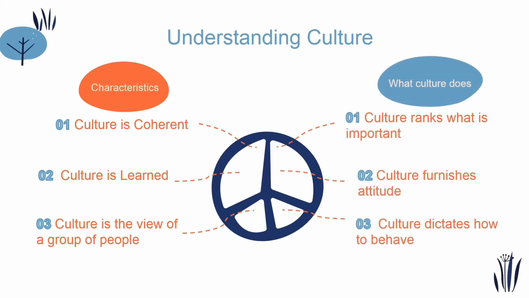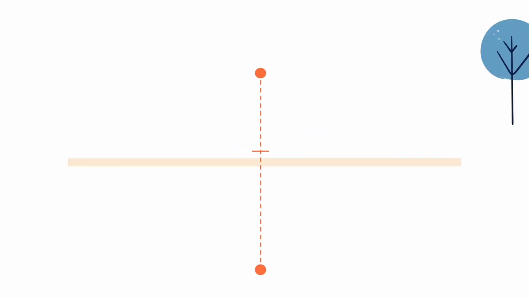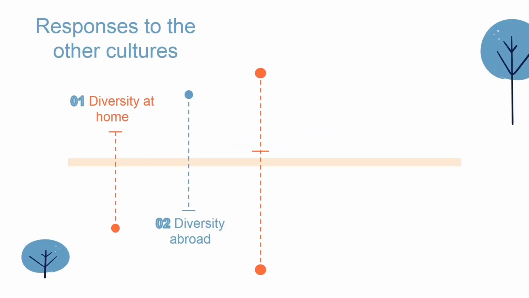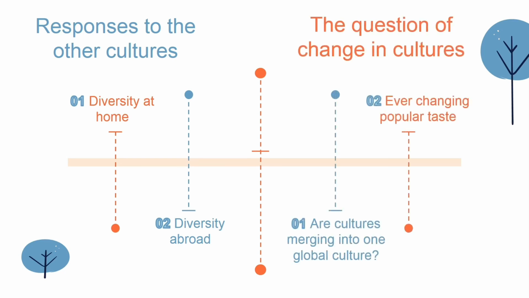Then we also went into the three things that culture does, which include how culture ranks what is important, how it furnishes attitudes, and how it directs people to behave. After that, we moved on to the different responses to other cultures, which include diversity at home and diversity abroad. Furthermore, we also discussed the question of change in culture, whether cultures are merging into one global culture, and also the ever-changing population patterns around the globe.